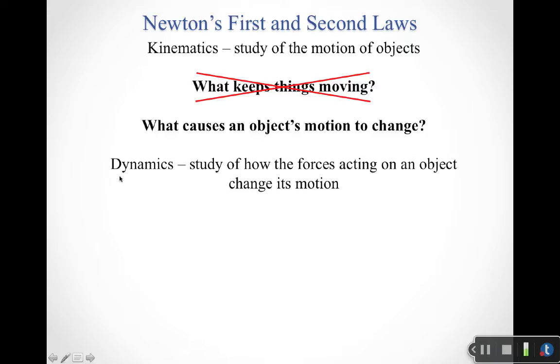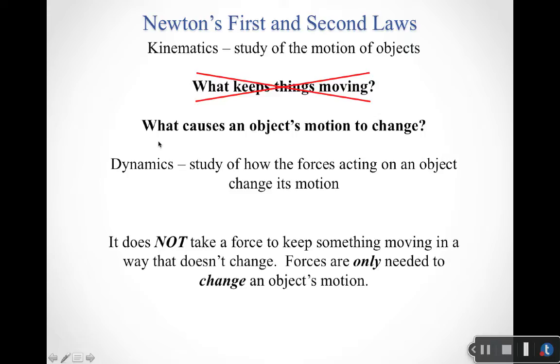And so that gets lumped into dynamics. Dynamics is the name that we give to the study of how forces act on an object to change its motion. What causes an object's motion to change, we'll see in a second, is the net force acting on it. The important thing to remember is it does not take a force to keep something moving in a way that doesn't change. Forces are only needed to change an object's motion.